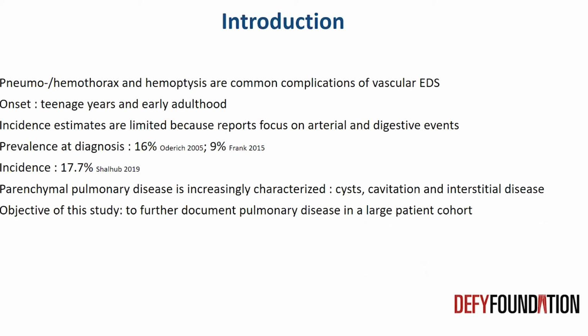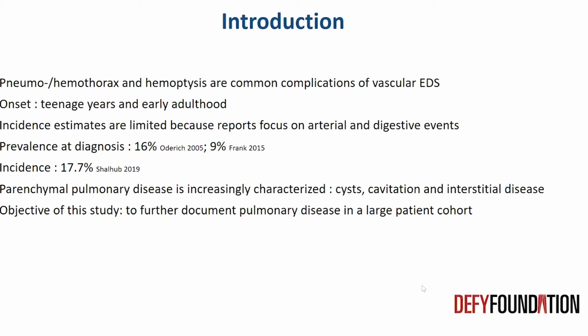As you know, pulmonary complications are quite common in vascular EDS, and usually they start during the teenage years and early adulthood. Incidence estimates are usually limited because the main concern is always the arterial and digestive events. During teenage years, there is a male predominance at the beginning, but the women do catch up later with these respiratory complications, so there is no difference in our experience in accumulated incidence of pulmonary complications.